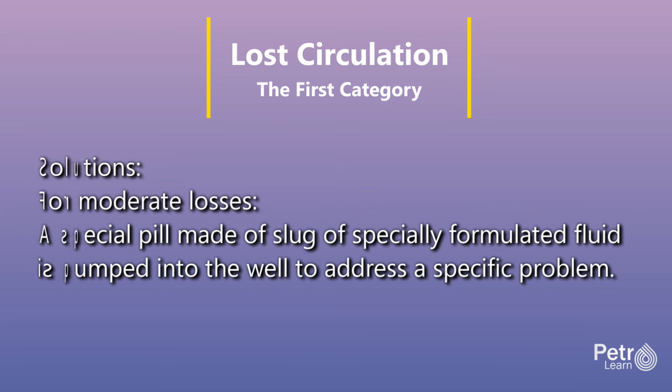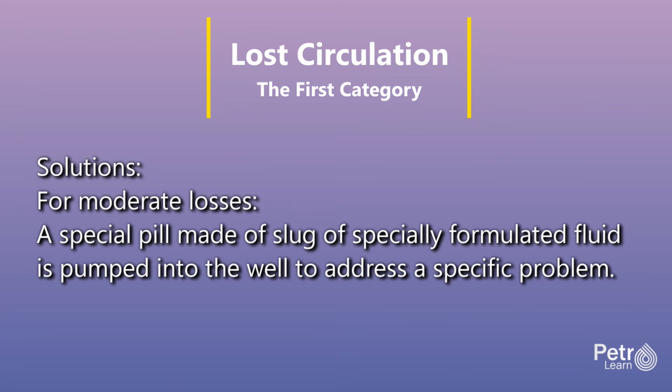For moderate losses, specialized pills are prepared. A pill is a slug of specially formulated fluid, typically 10 to 50 barrels, pumped into the well to address a specific problem. Lost circulation pills might contain high concentrations of LCM, gunk squeeze materials that are two-component systems forming a gel when mixed downhole, or settable materials like bentonite diesel oil mixtures. The pill is spotted across the loss zone by pumping it down the drill string and out of the bit, then pulling the drill string up so the pill sits opposite the thief zone.